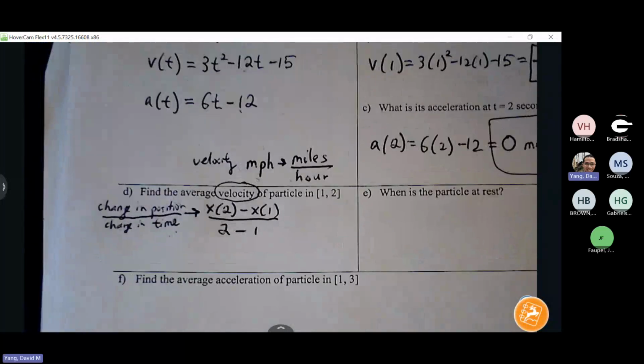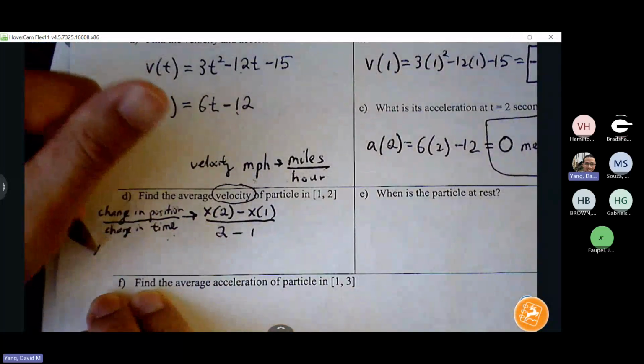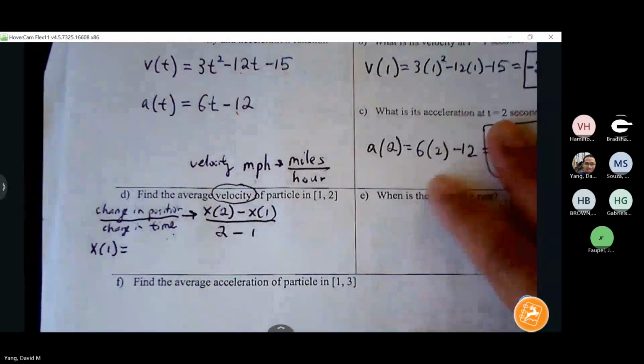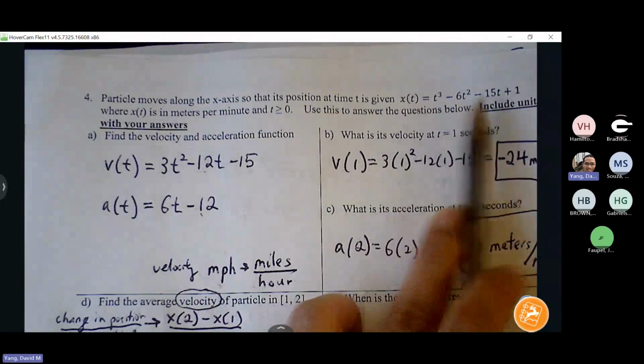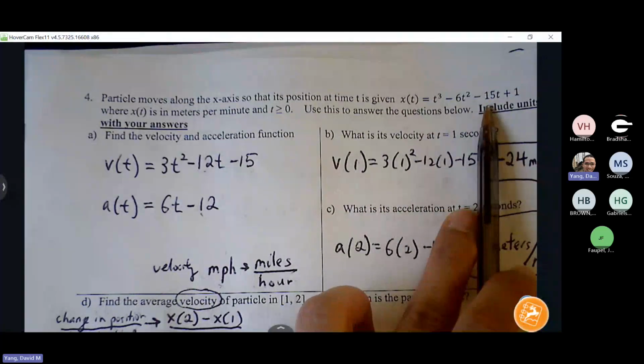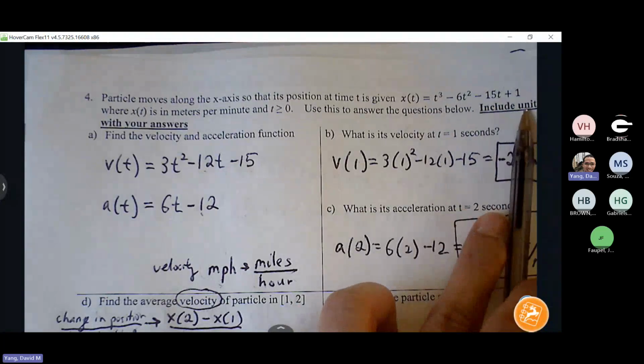Right, so we're going to insert 1 into the position function. So that's 1 minus 6, that's negative 5. Negative 5 minus 15 is negative 20. Negative 20 plus 1 is negative 19.